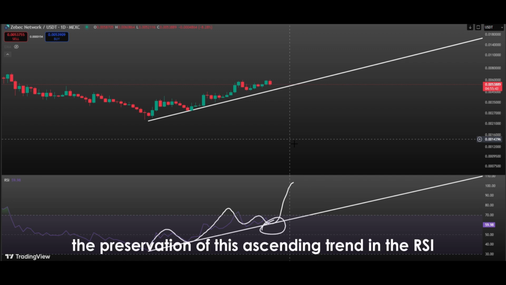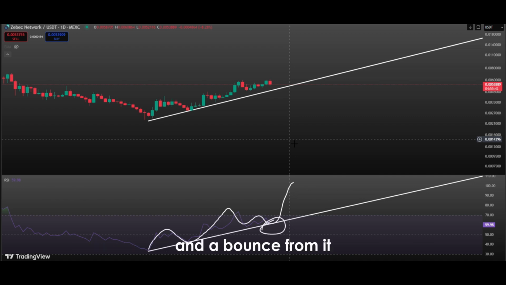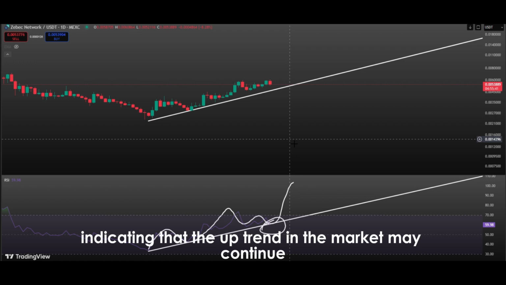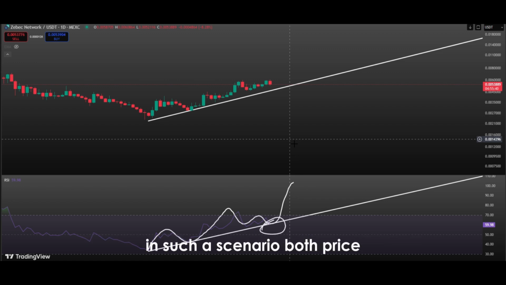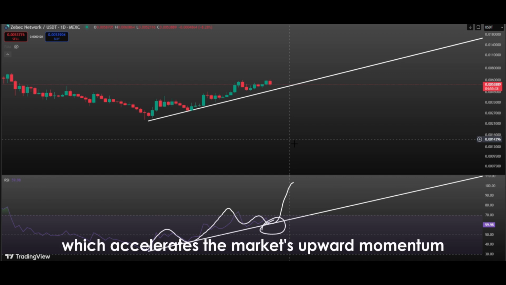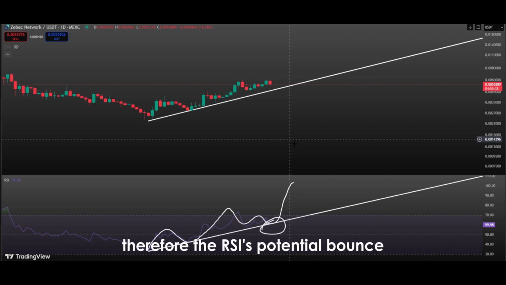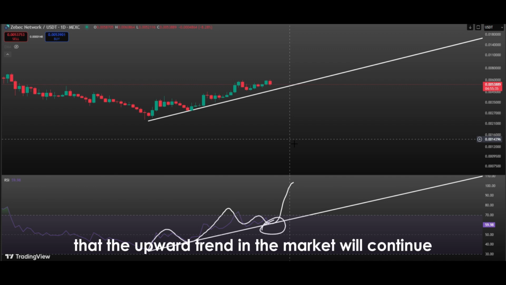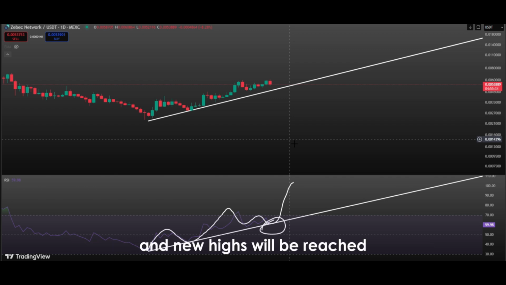Finally, the preservation of this ascending trend in the RSI and a bounce from it should be interpreted as a very positive signal indicating that the uptrend in the market may continue. In such a scenario, both price movements and investor psychology are positively affected, which accelerates the market's upward momentum. Therefore, the RSI's potential bounce from its current trend line is a critical technical development that investors should closely monitor. As long as this structure is maintained, it is highly likely that the upward trend in the market will continue and new highs will be reached.